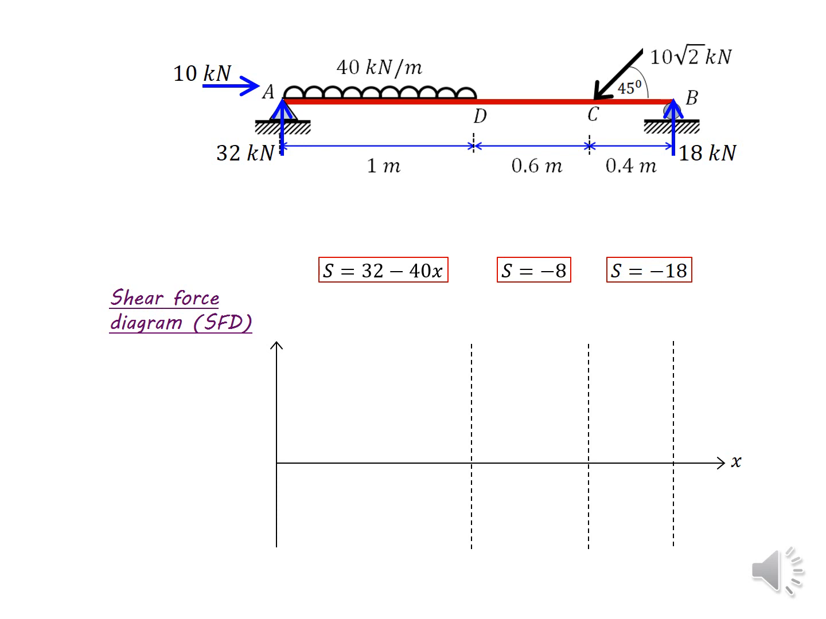Right, now it's just a matter of drawing the diagram using these equations. Now you can remember the x value. We started from measuring x at point A, which means when x equals 0, it should be point A, and when x equals 2 meters, it will be point B. So to start drawing the diagram from A to D, we can apply x equals 0 to the equation, and we can find the starting point of the diagram. So S equals 32 minus 40x. When x equals 0, that equation becomes S equals 32. So we can mark the 32 kilonewton in the diagram.